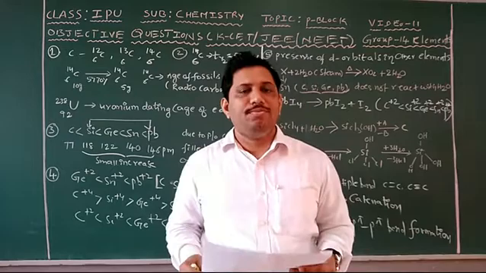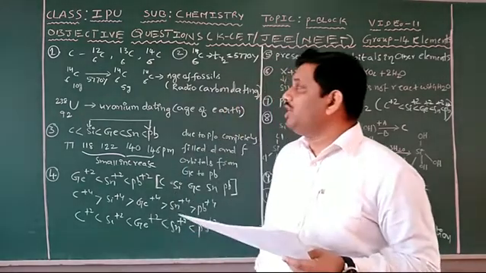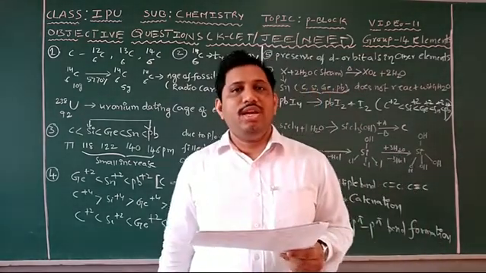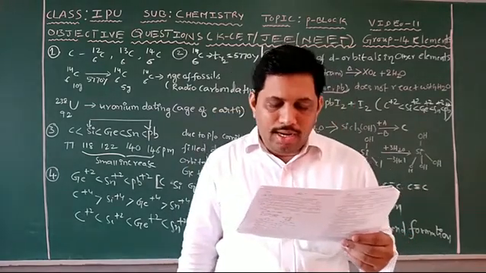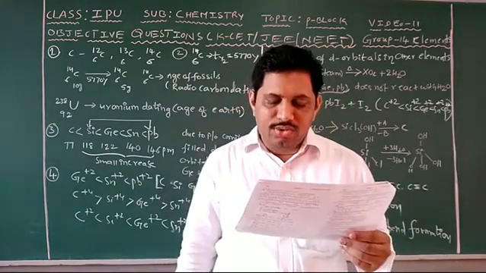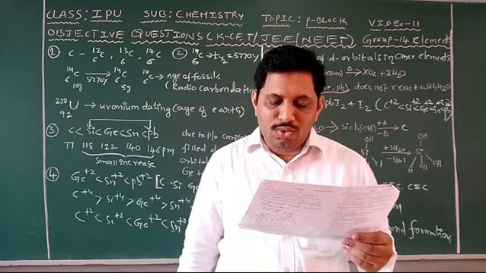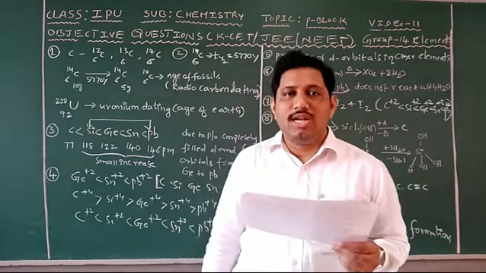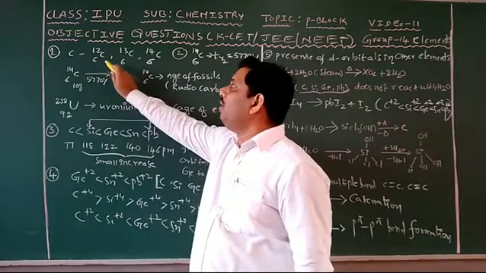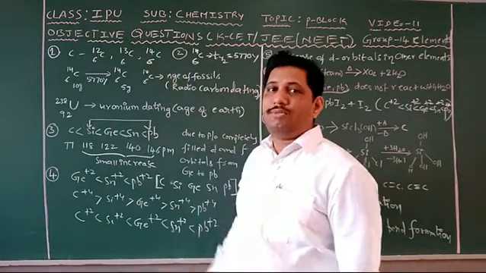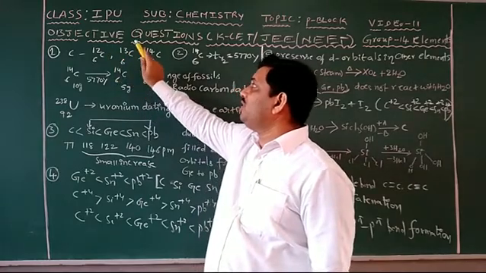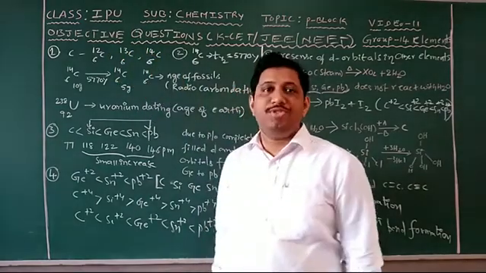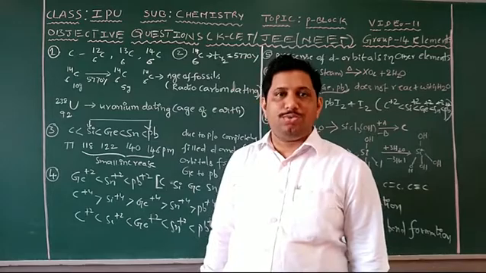Very easy topic. Objective questions, KSET, JEE and NEET model. First question, students: naturally occurring carbon contains two stable isotopes. Generally carbon is available in the atmosphere in the form of three isotopes, students: carbon-12, carbon-13, carbon-14.